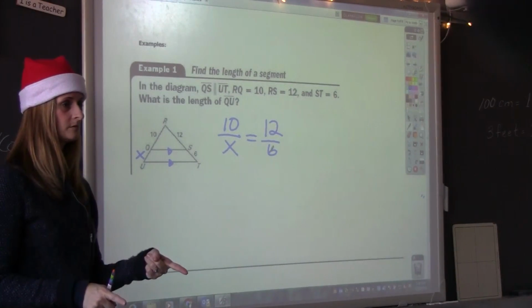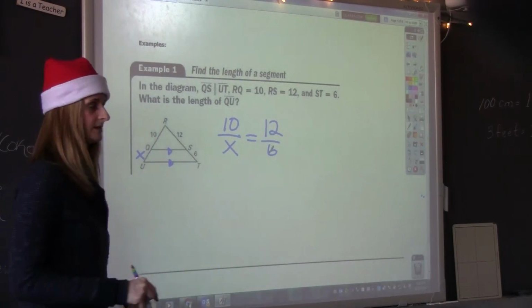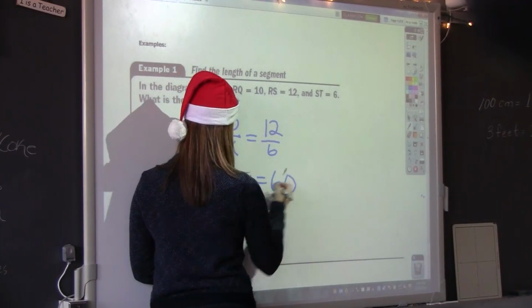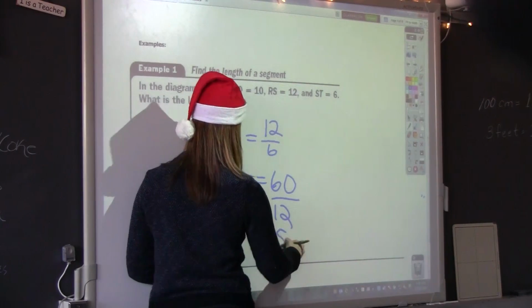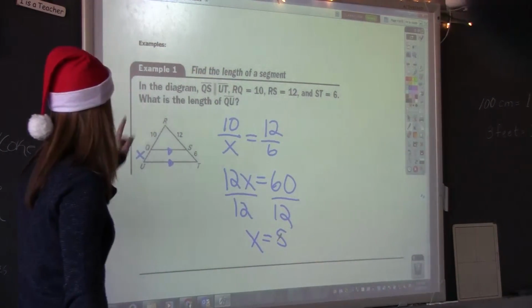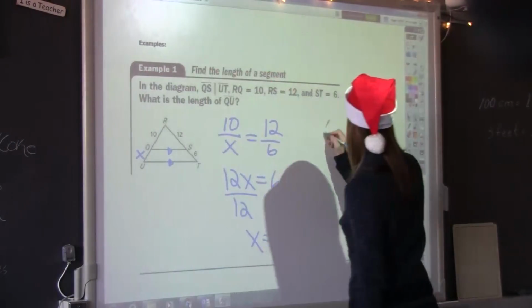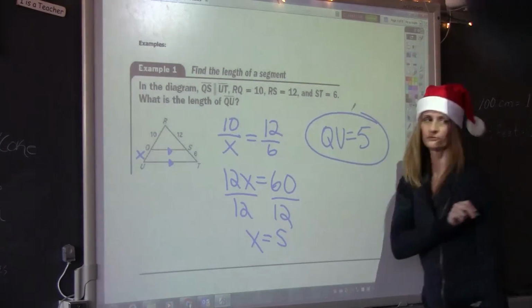Do you have calculators? Okay. If you don't, we'll rely on whoever has them. Okay, now what's the question? It's asking for the length of QU, so we should really write QU equals 5.